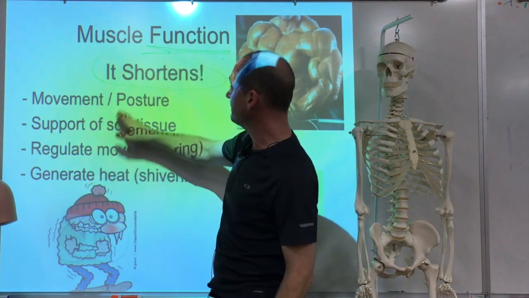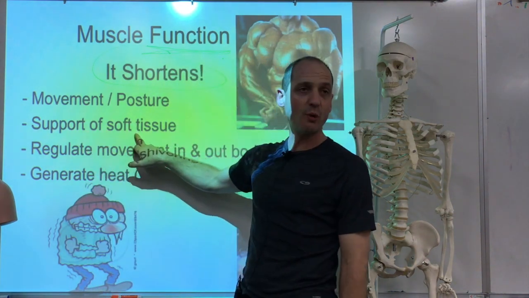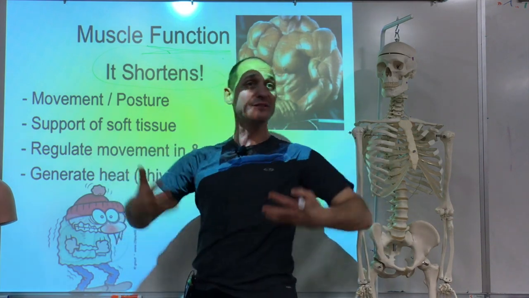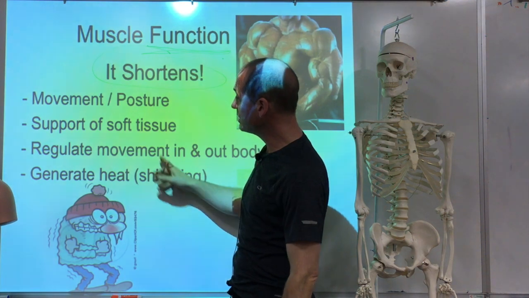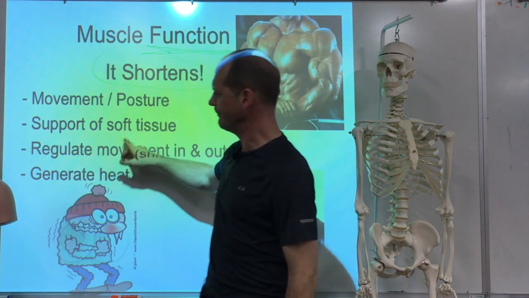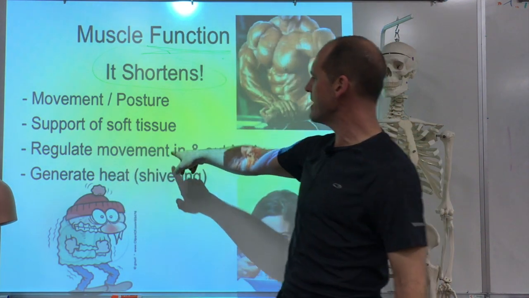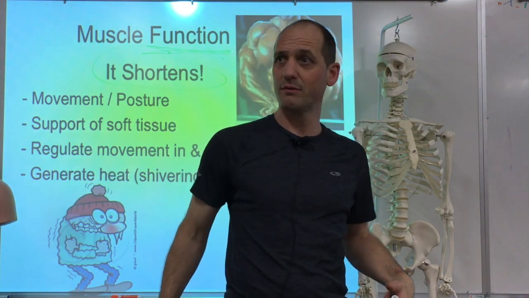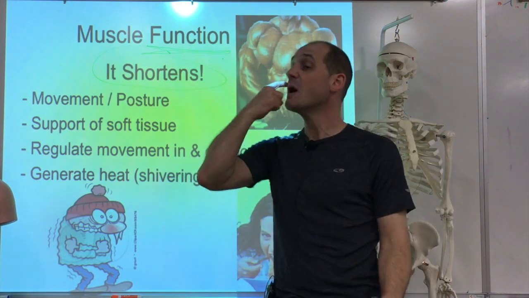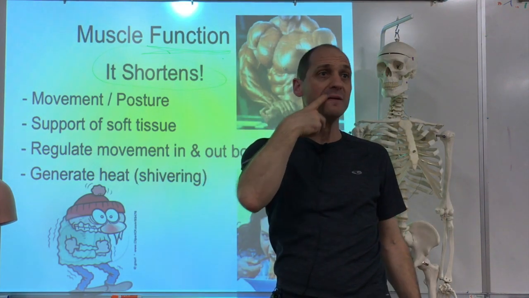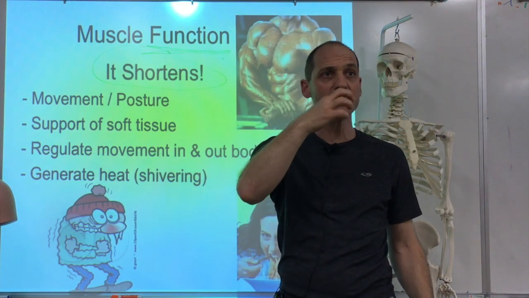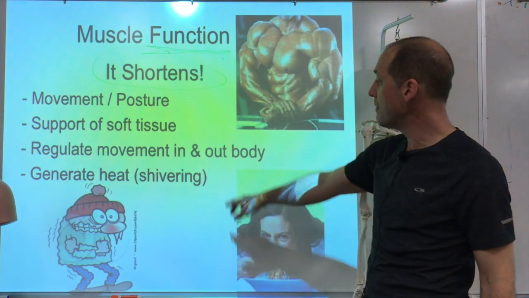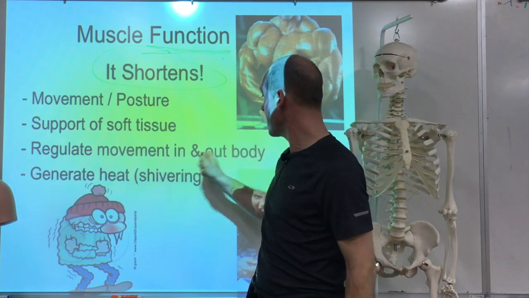So muscle does that. Also, muscle supports soft tissue. Like behind this gut wall, there's a whole gut. That's protection. Otherwise, it would all spill out all the time. That's pretty cool. It regulates movement in and out of the body. Yeah, you eat and you poop and you pee. That's movement. The muscle around, like the round muscle around a mouth, that's an orbicularis. You have these round sphincter muscles. We can also call them that. They help with the in and out of the body.